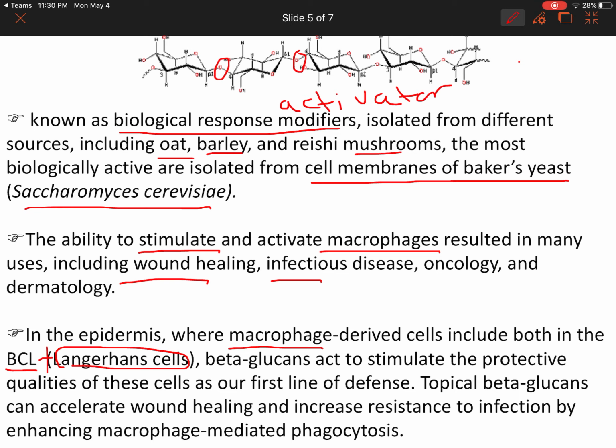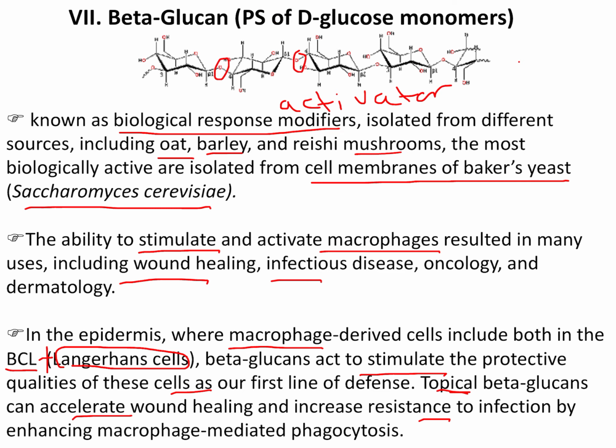These cells' function is to protect or to engulf any foreign debris. They do phagocytosis. So beta glucan stimulates the protective quality of these cells as a first line defense. Topically, beta glucan can accelerate wound healing, and they increase the resistance to infection. How? By enhancing the macrophage-mediated phagocytosis.